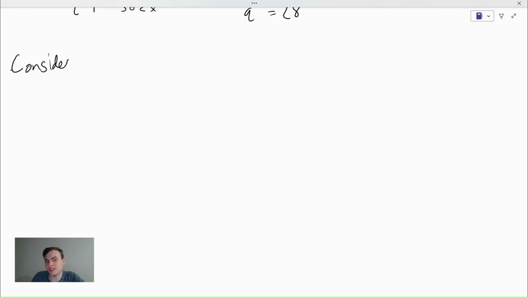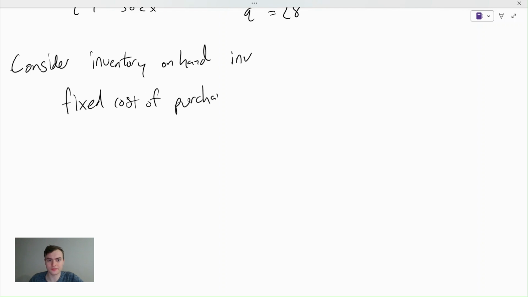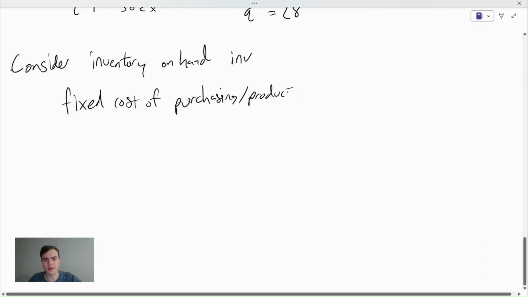Now let's consider changing our Newsvendor model. We have to consider the inventory on hand. So we're starting with some inventory instead of starting with 0. Let's call that INV. And we have a fixed cost of purchasing, producing, operating, etcetera.